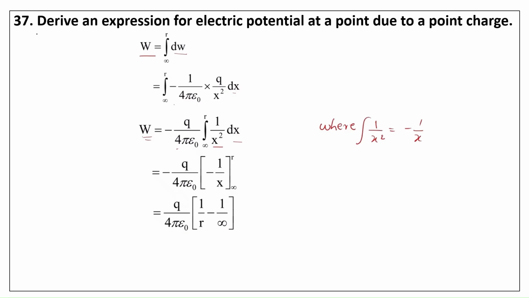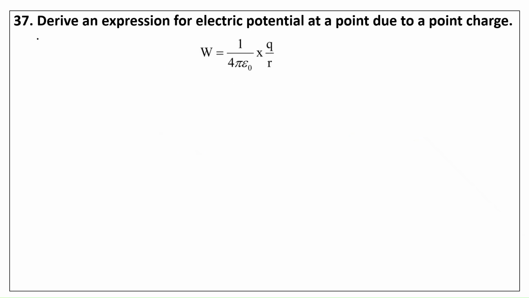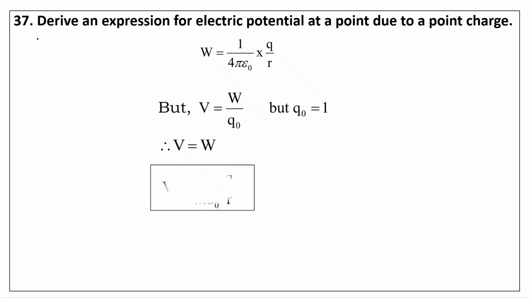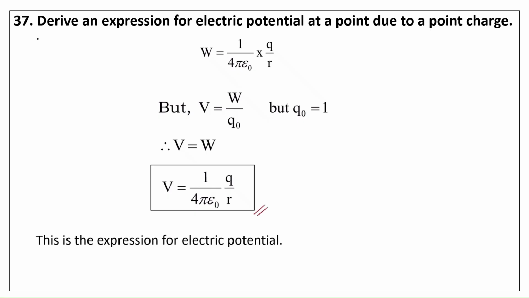The above equation can be written as W is equal to minus Q by 4 pi epsilon naught into bracket 1 by r minus 1 by infinity, where 1 by infinity is equal to 0. Then W is equal to minus Q by 4 pi epsilon naught into 1 by r. But V is equal to W by q, where q is equal to 1. That is, V is equal to W. The final equation will be V is equal to 1 by 4 pi epsilon naught, Q by r. This is the expression for electric potential.